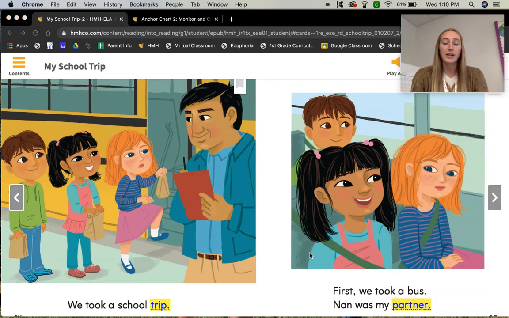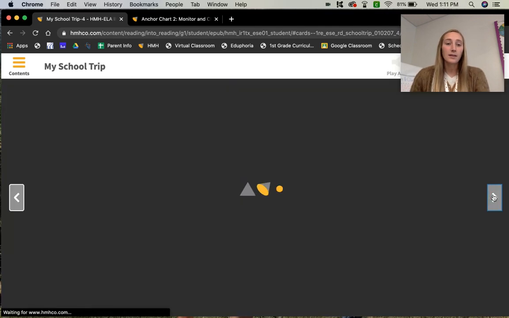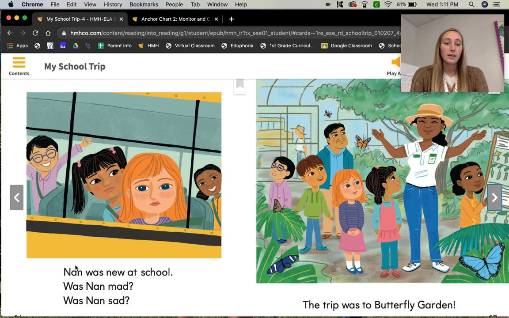The next page says, first, we took a bus. Nan was my partner. And then, Nan was new at school. Was Nan mad? Was Nan sad? So let's look at this. This little girl right here, she looks really happy. And then these two are just kind of confused and not sure. I bet it's because Nan is new to the school and she's just not sure what to think yet.